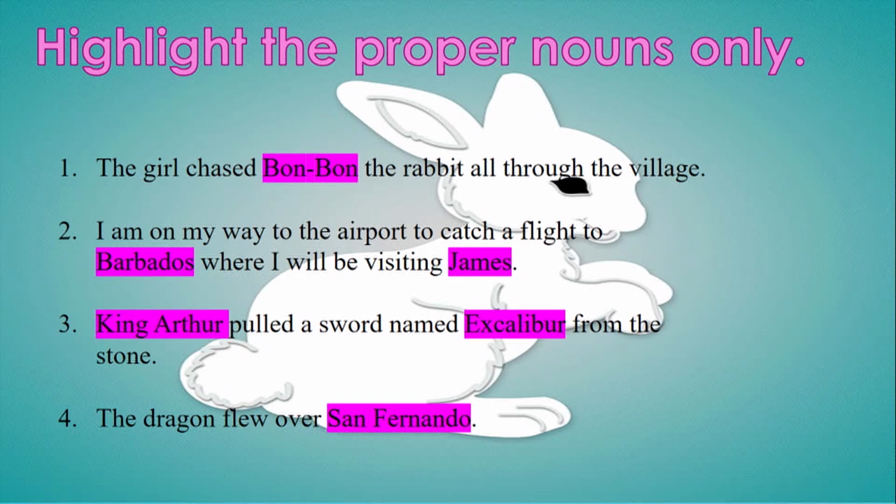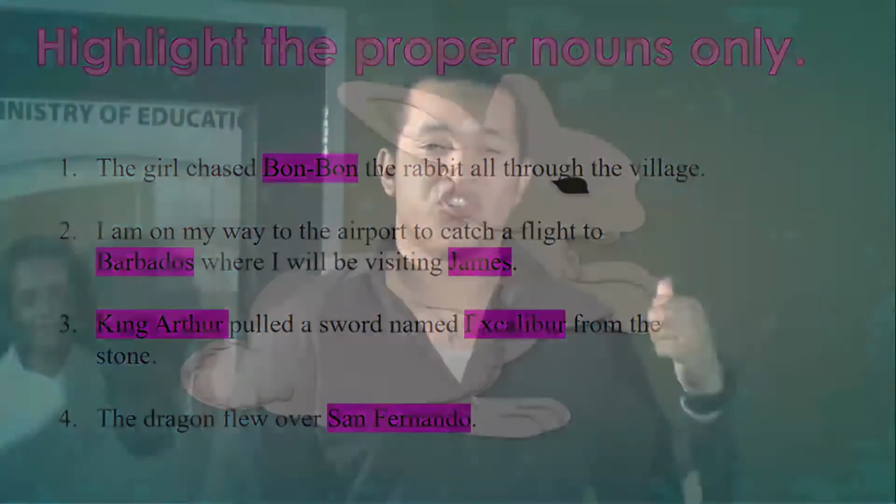"The dragon flew over San Fernando." If you live in Port of Spain and you hear that a dragon is flying over San Fernando, you know that it's not coming by you and you are relatively safe. But if you just say the dragon flew over the city, then you won't be sure. So let's go on to see if we can identify the common nouns now.